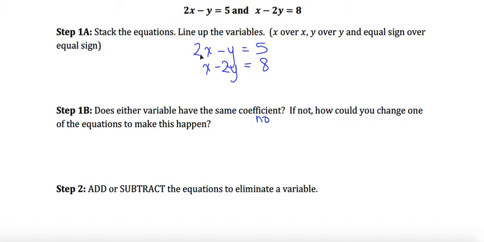So we are going to take a look at this one, and we are going to make the values in front of our y's the same. And we're going to do that by multiplying this first equation by 2.